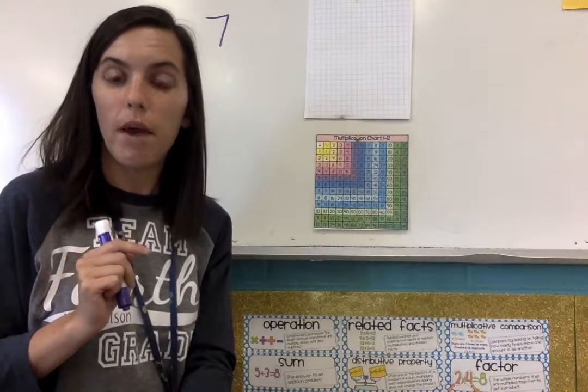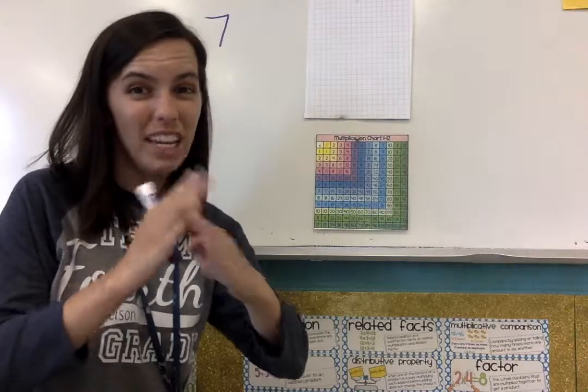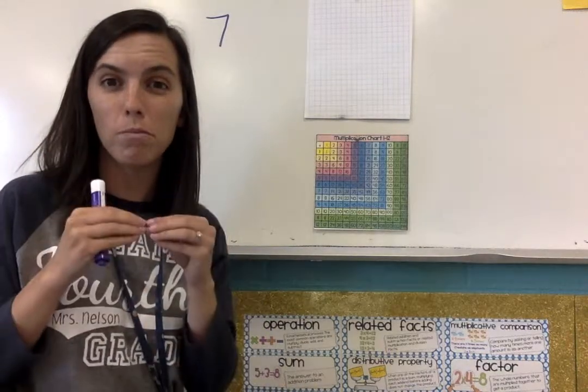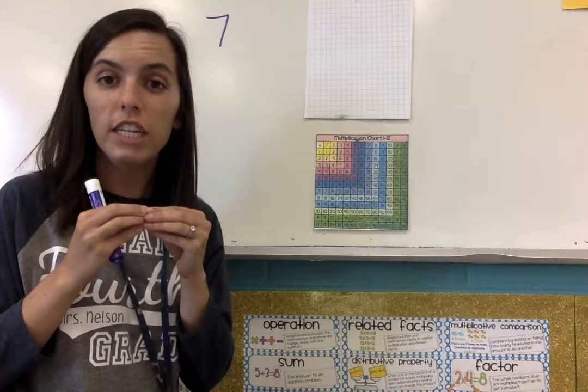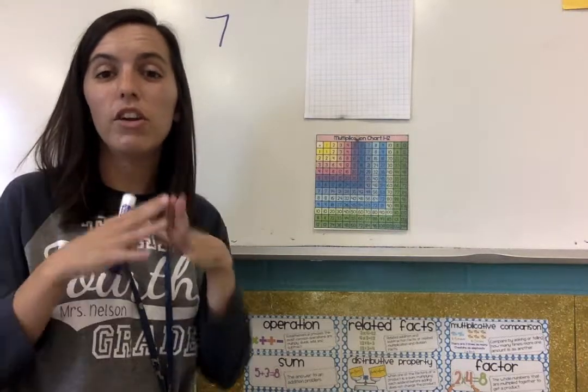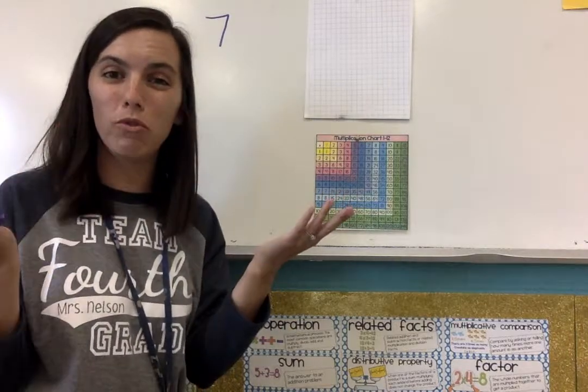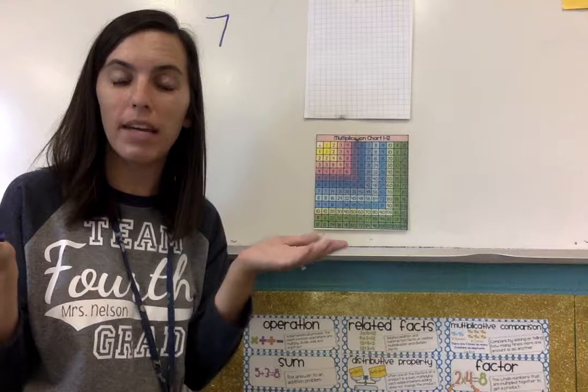Now, when we are talking about factors, the factor ninja, think about a ninja chops things up and makes them smaller. So with our factor ninja, factors of 7 are going to be smaller than 7. We're going to ask ourselves, what times what can we multiply to get 7?